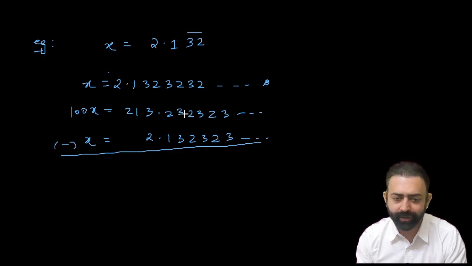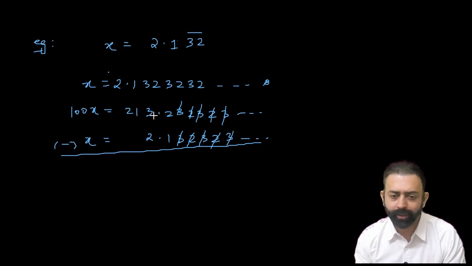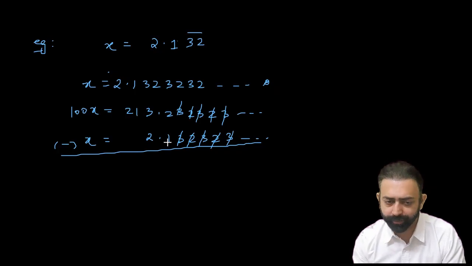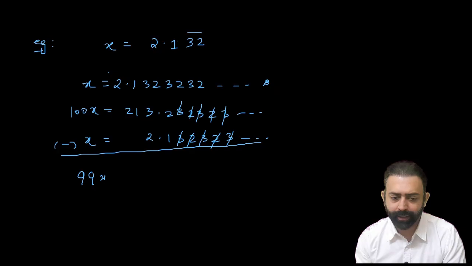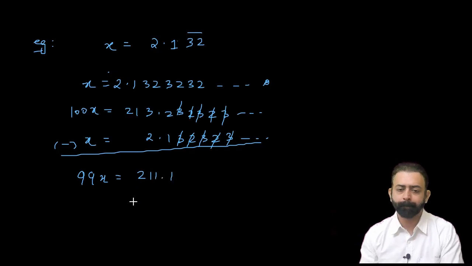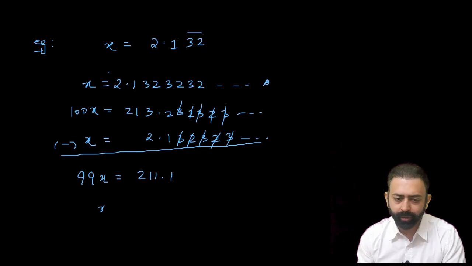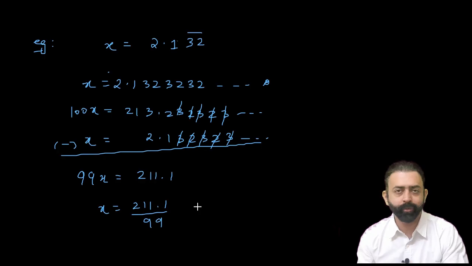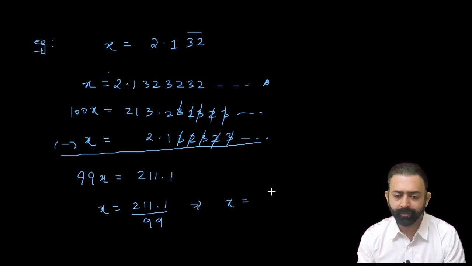After subtracting, as you can see, this 3 is below this 3, so all these 3s and 2s will get cancelled out. You will get 213.2 minus 2.1. On the left hand side, you will get 99x. This is 211.1. So x in this case is 211.1 over 99. After removing the decimal, the answer will be 2111 over 990.